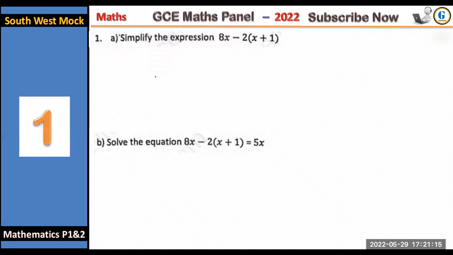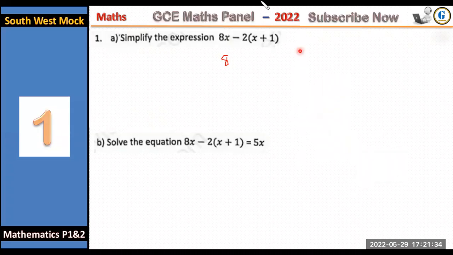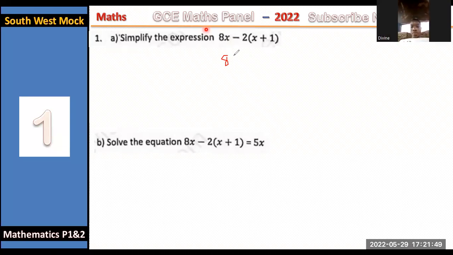Okay, let me go back to this one. Well, I think I have to be writing now. So this is going to give us, okay. Let me switch to my pen. Please let me adjust the pen, the online pen. Thanks. So this is going to give us, let me just adjust it.